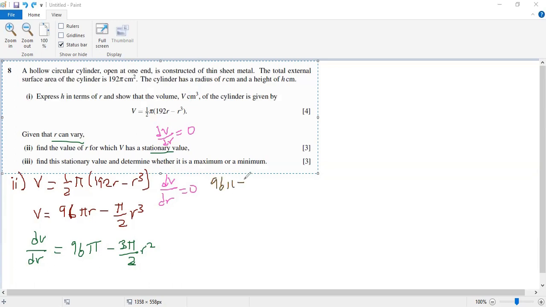So that means we put 96 pi minus 3 pi over 2 r squared equal to 0. We can immediately eliminate the constant pi and put the 96 here, the r squared on the other side. So r squared is 2 over 3 of 96. Let's calculate 96 times 2 over 3, 64. Normally, a nice number is a good indicator. So r is 8, because being positive, the square root of 64. So we find the value of r.